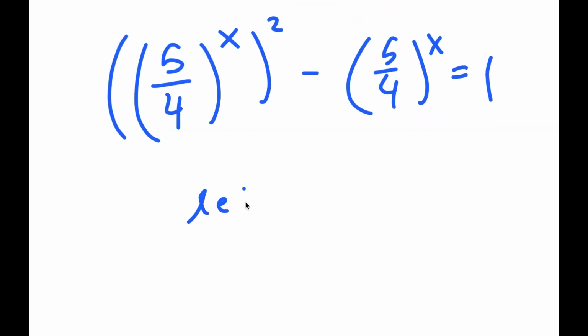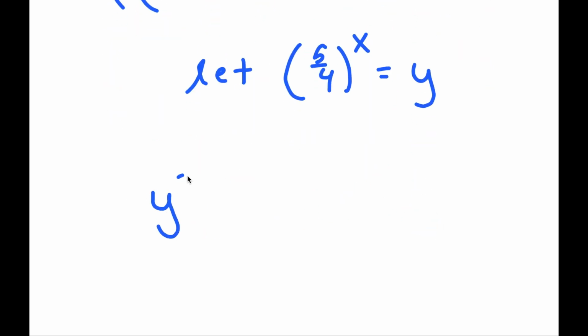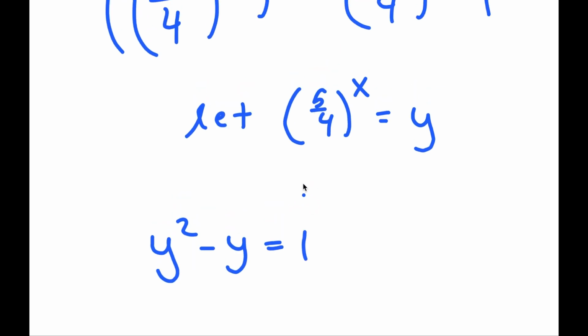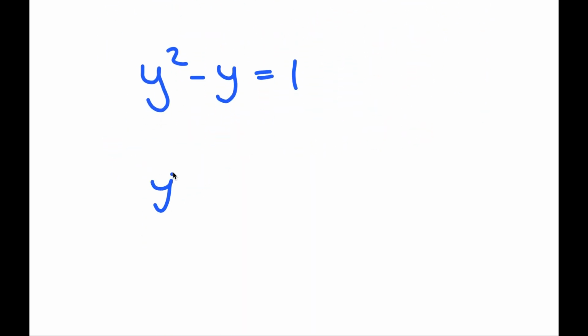And from here, I'm going to let 5 over 4 to the power of x equal to the variable y. So now I have y squared minus y is equal to 1. And this means that y squared minus y minus 1 equals 0.